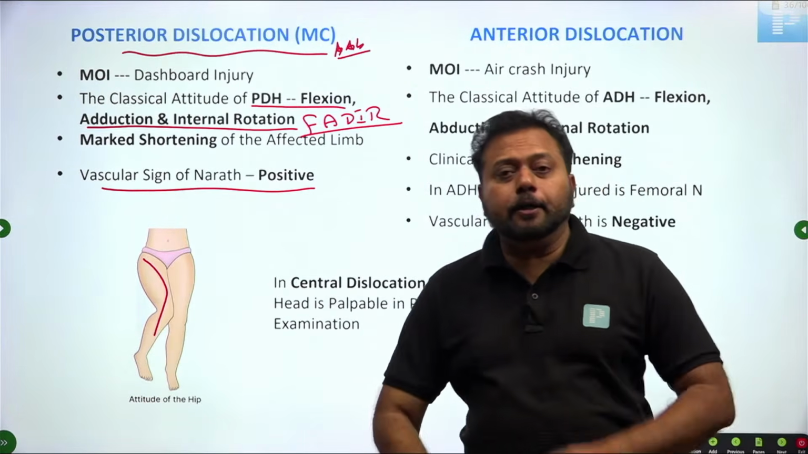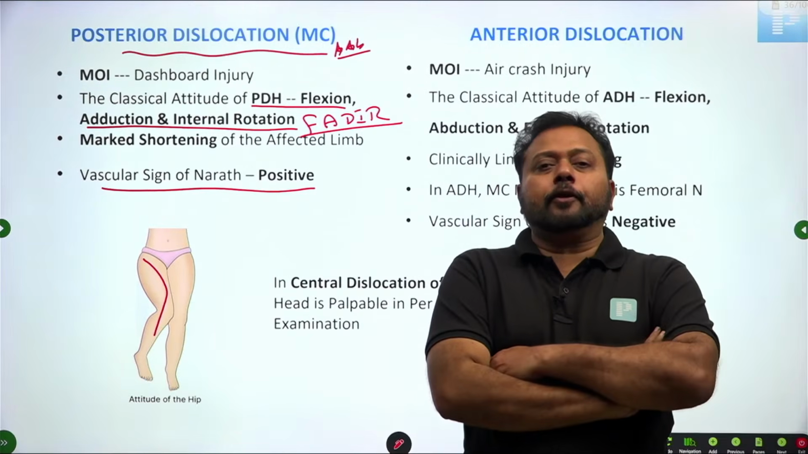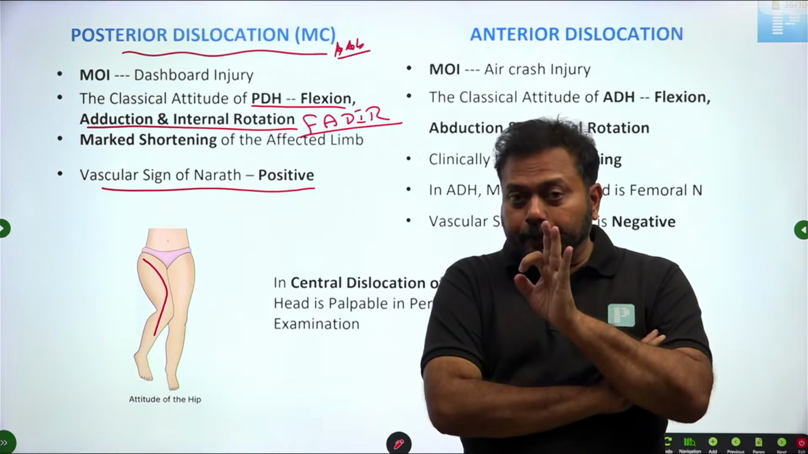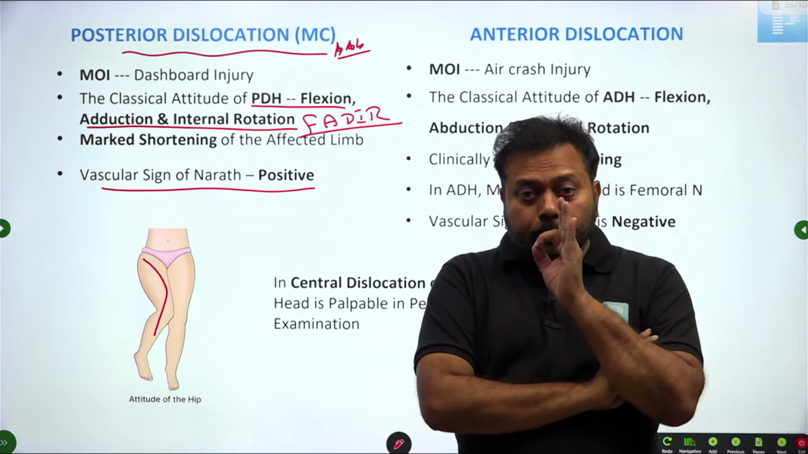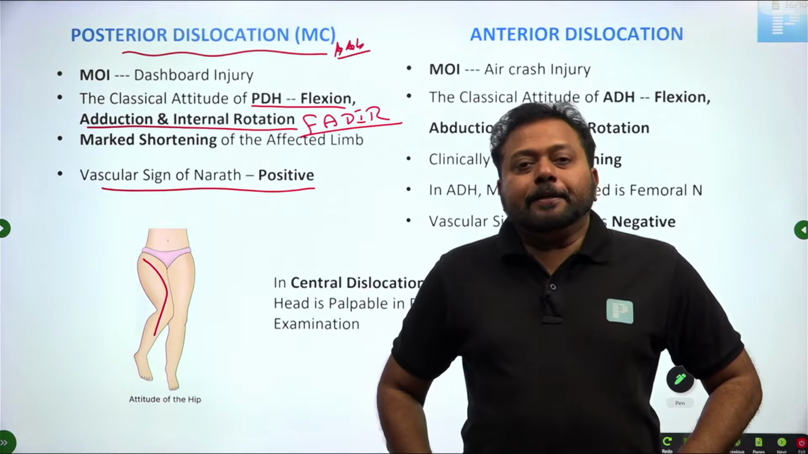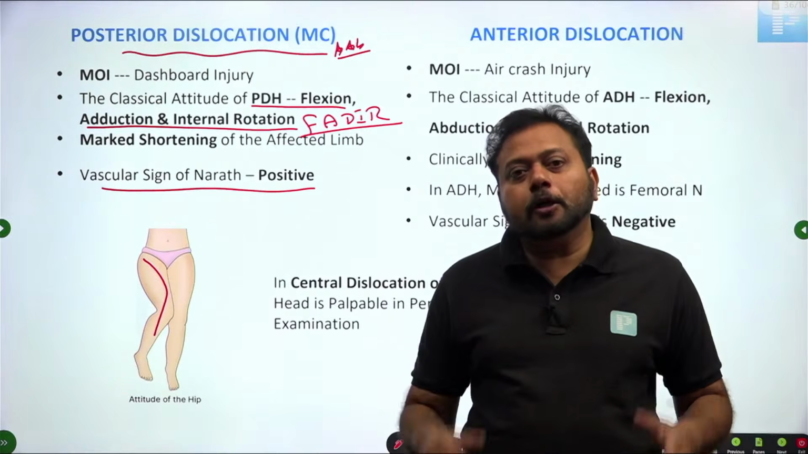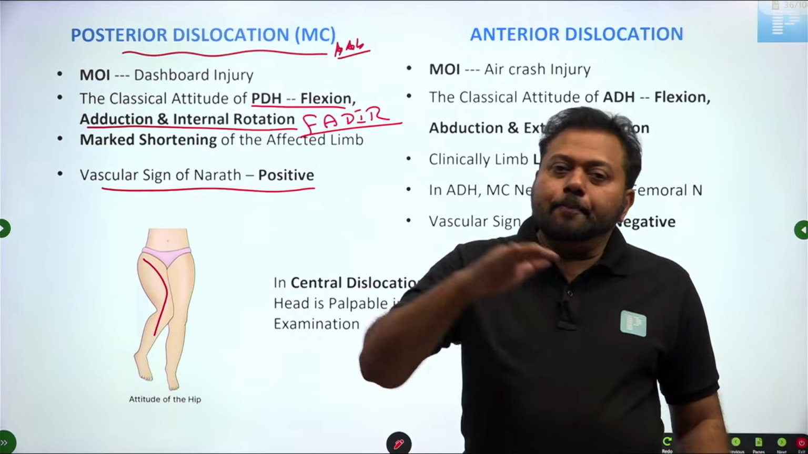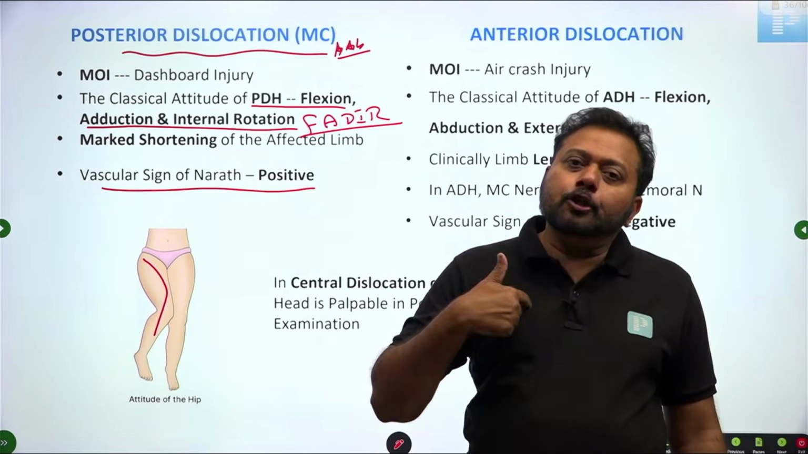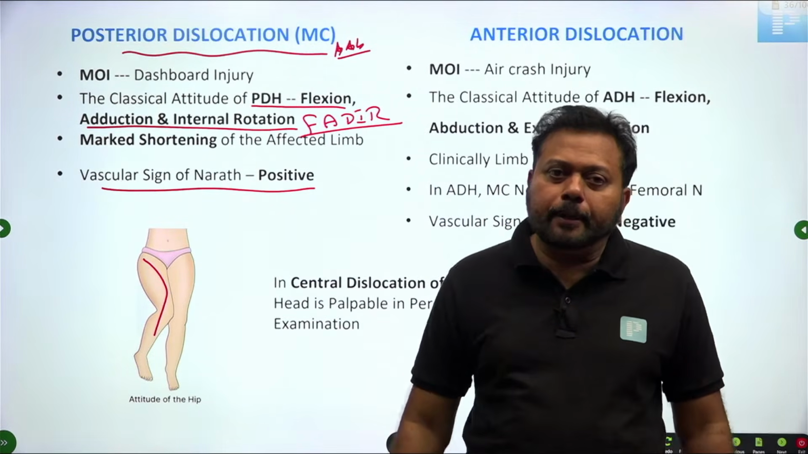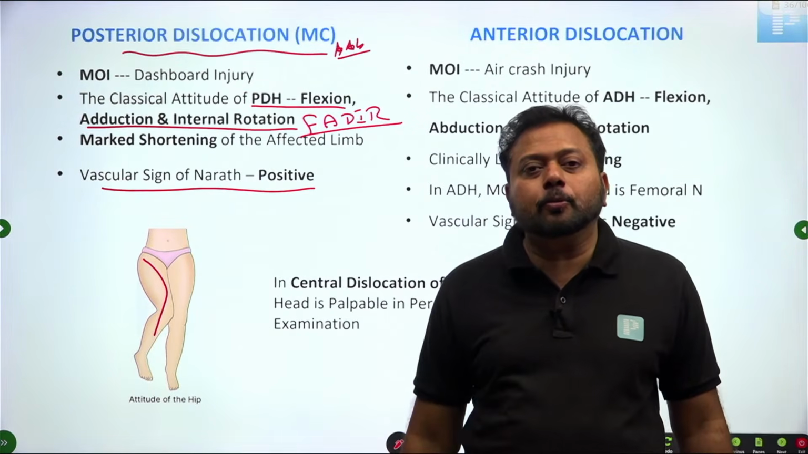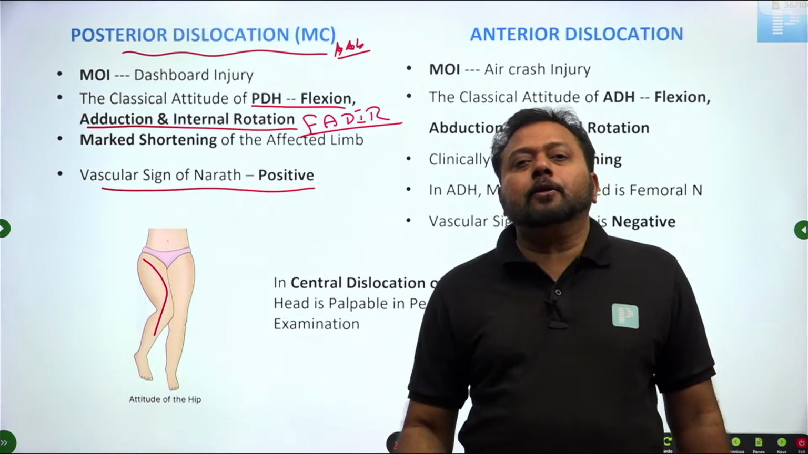Please focus your full attention. Many of you know this answer, but it's a revision for you because this is last resort revision. Nothing new I am teaching. Vascular sign of Narath means what? I am palpating the femoral artery pulsation. When femoral artery pulsation is not felt, it is called a positive vascular sign of Narath. When I put the patient in supine position, if I keep my thumb at the mid-inguinal point, I should palpate the femoral artery pulsation. That is normal. If I am not able to feel it, that is a positive vascular sign of Narath.